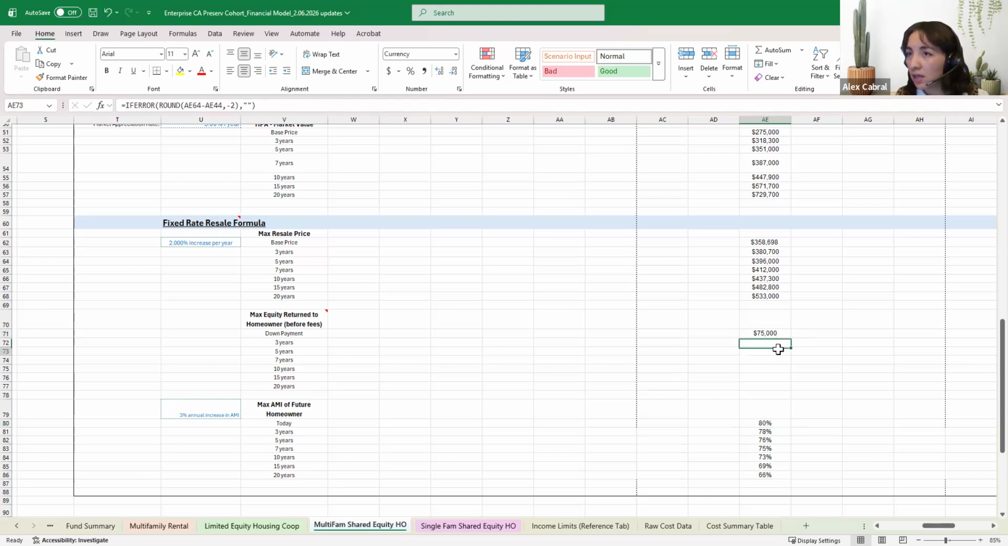This should also say the equity returned, and I'll make sure that's fixed before we share the model with y'all.